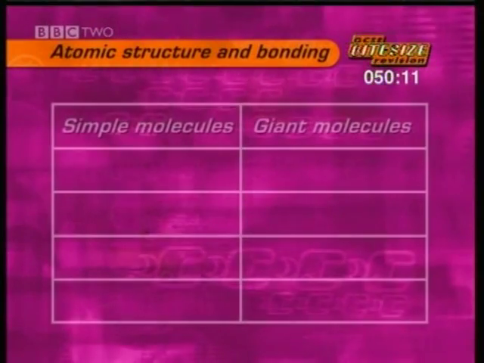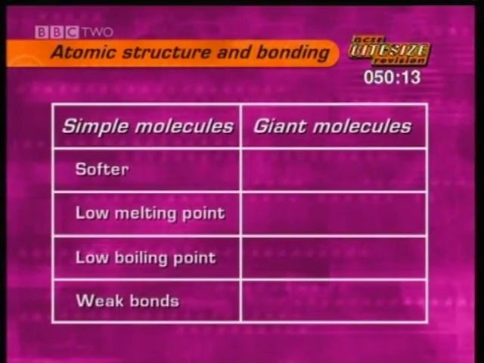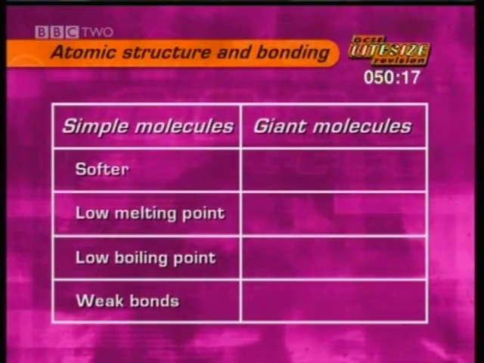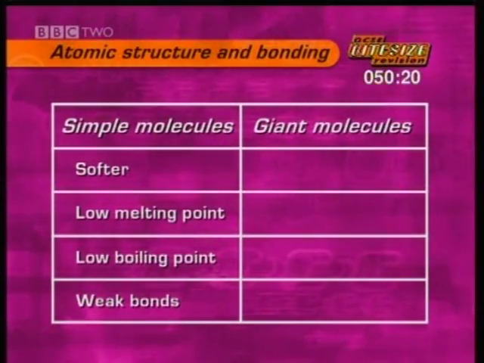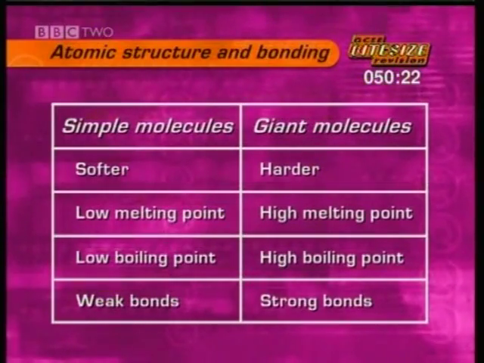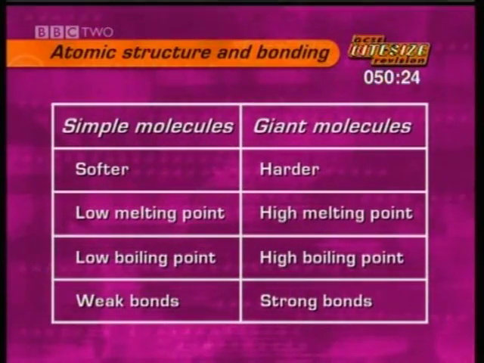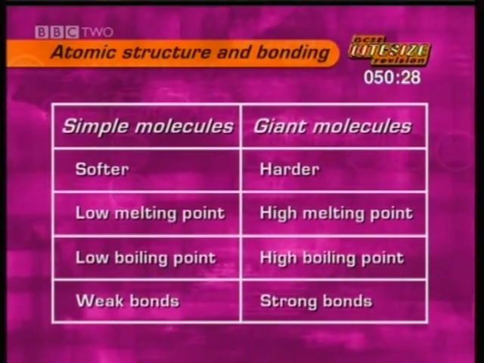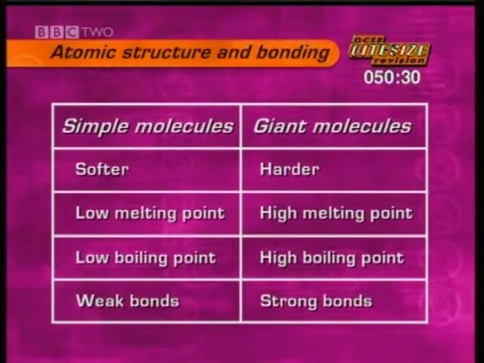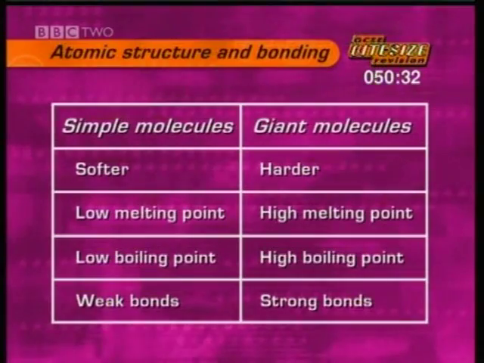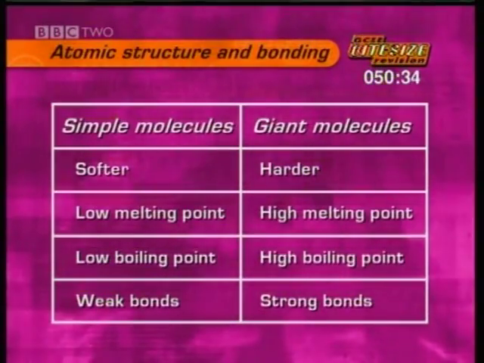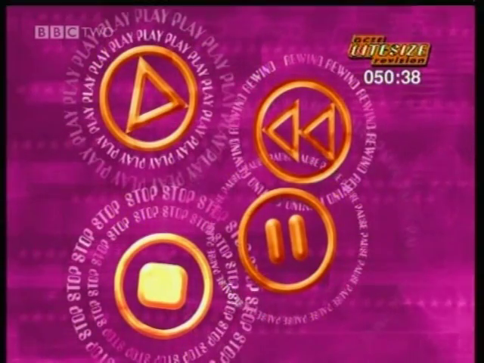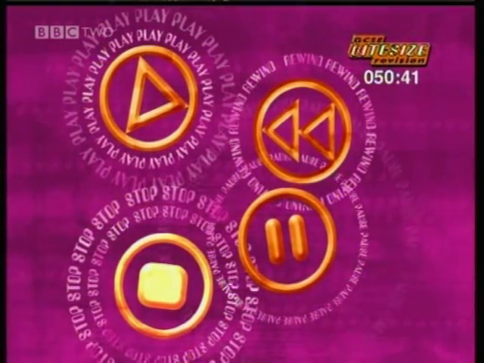To summarise, simple molecular structures are softer, with low melting points and boiling points, because the forces between the molecules are weak. Giant molecules are hard, with high melting and boiling points, held together by strong metallic, covalent, or ionic bonds. That's the end of the higher tier section on classifying materials.